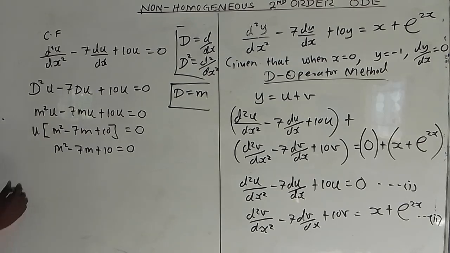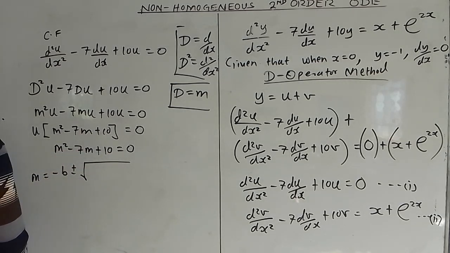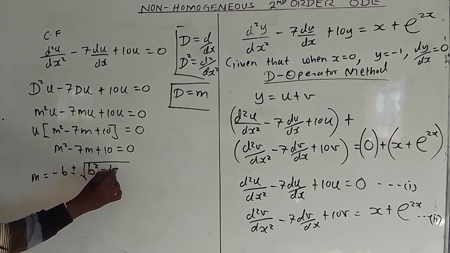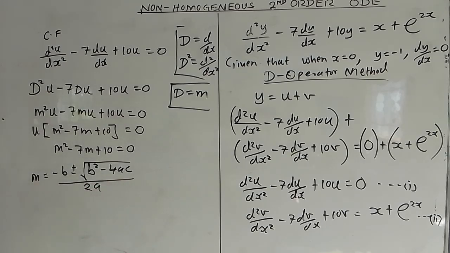Are we together? So here we get m using the quadratic formula, that is m equals minus b plus or minus the square root of b squared minus 4ac, over 2a. Isn't it? Can you now start substituting the values of a, b, and c?